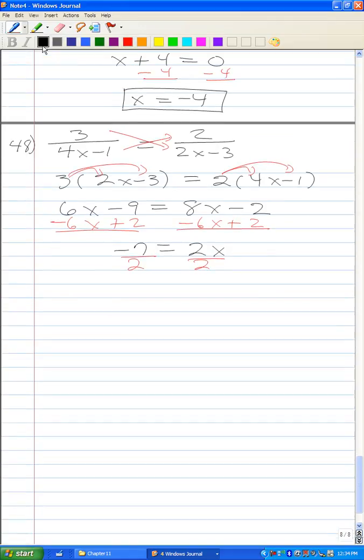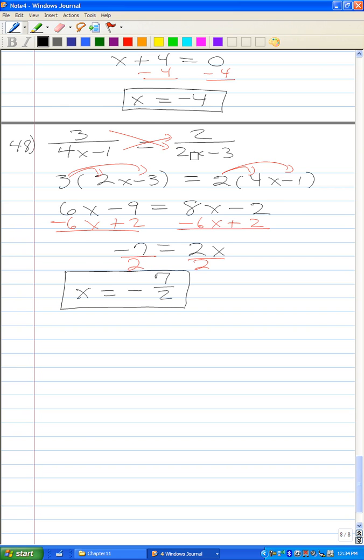So x is equal to negative 7 over 2. And that is my solution. Notice I'm not dividing by 0. If I plug in negative 7 over 2, I'm not dividing by 0 here, nor am I dividing by 0 here. And so that's my solution.